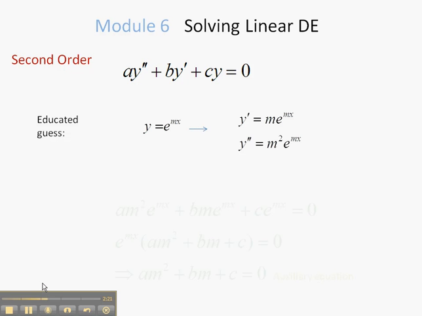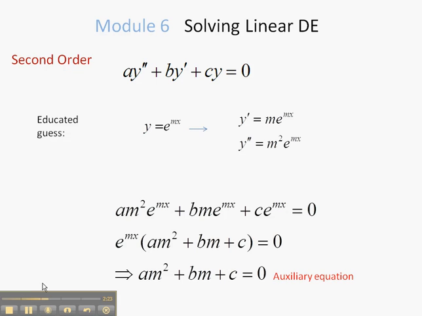So you can see here that I've substituted, and this is my y double prime here, this is my y prime here, so b times y prime plus c times y. In solving this equation, I can factor out e to the mx, and then I'm left with a product of two functions equaling 0. We know that e to the mx cannot be 0, so this means that am squared plus bm plus c must be 0. And this that we've arrived at is what we're going to call the auxiliary equation.